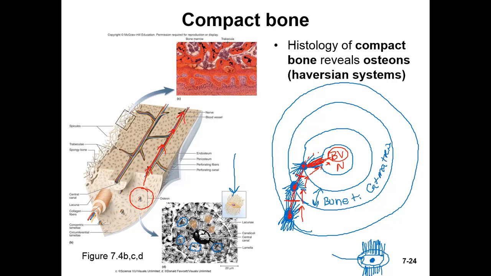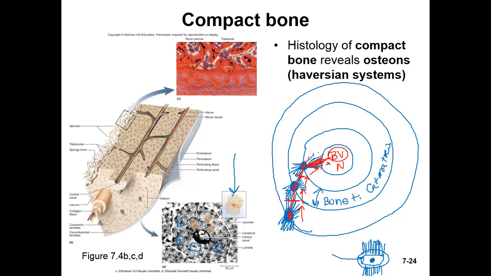Any canal that goes perpendicular to the central canal is going to be called Volkmann's canal or perforating canal, because it's like it's perforating the bone. It's going deep into the bone. And so basically what's happening is this.